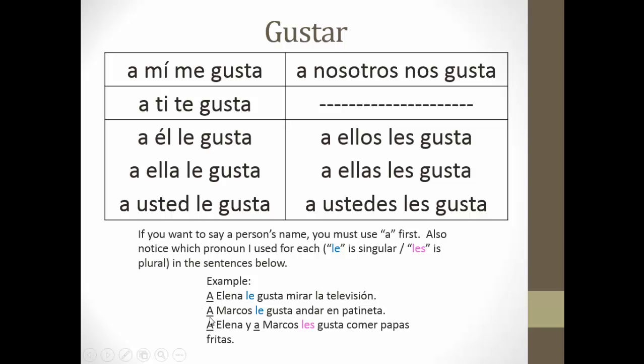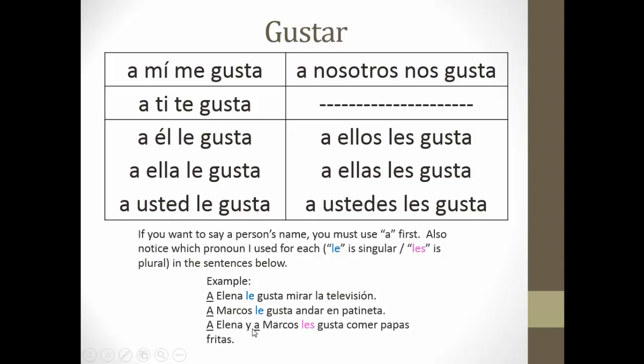Again, you have to put the a because you said his name, and you're putting his name in place of the pronoun. So that's why we used le. If you look back up at the chart, le can be used after a él. The last sentence shows plural. More than one person likes to do something.